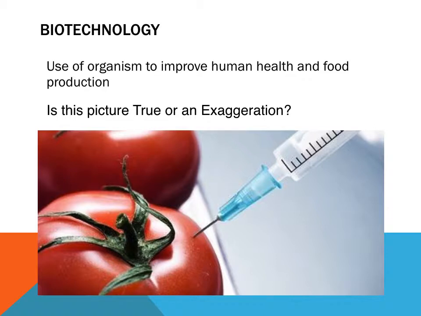The picture is exaggerated to make a point because scientists don't inject every single tomato, but they have been manipulating the tomato DNA in the plant, and the plant will produce bigger, better tomatoes. So, in a nutshell, biotechnology is manipulating DNA and understanding how DNA and genes are passed down from parent to children, and using that information to make bigger and better organisms, or use these organisms to produce products that are useful to humans.